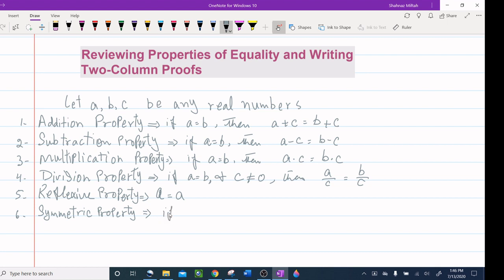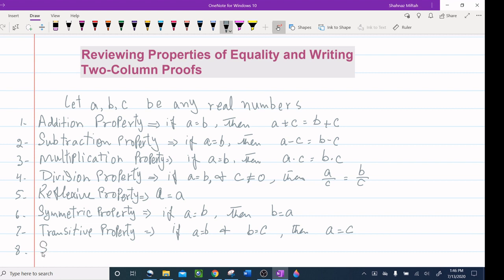The symmetric property is if A is equal to B, then B is equal to A. All I did in the symmetric property was switch the places. Number 7, the transitive property. This is also one I'm going to give you a geometry example for. If A is equal to B and B is equal to C, then A is equal to C.